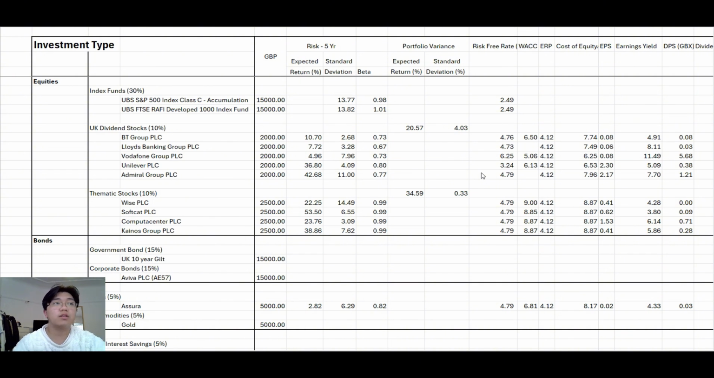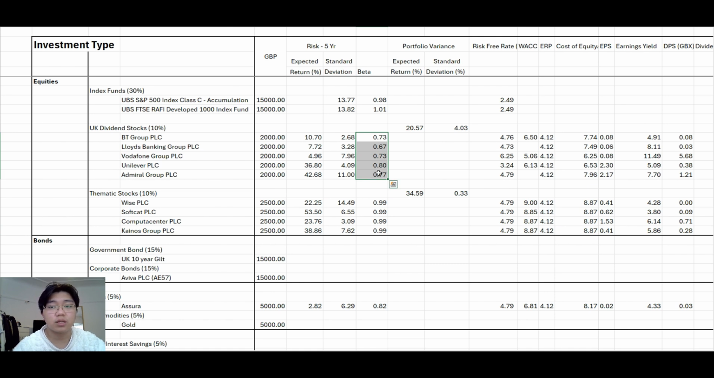Secondly are the UK dividend stocks. As you can see on the spreadsheet, I've allocated 10% of the £100,000 and have chosen five different companies and have equally distributed £2,000 each. Companies like BT Group PLC and Unilever PLC provide a blend of yield and potential capital appreciation. These stocks have lower betas, as we can see on the spreadsheet here.